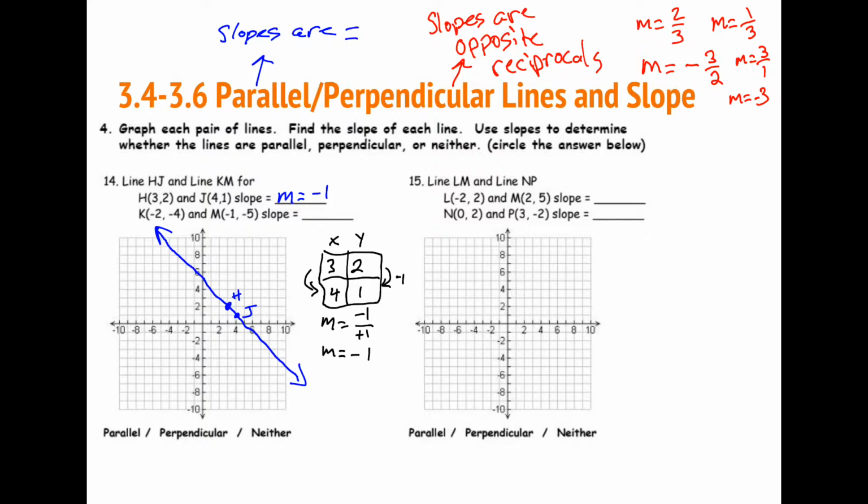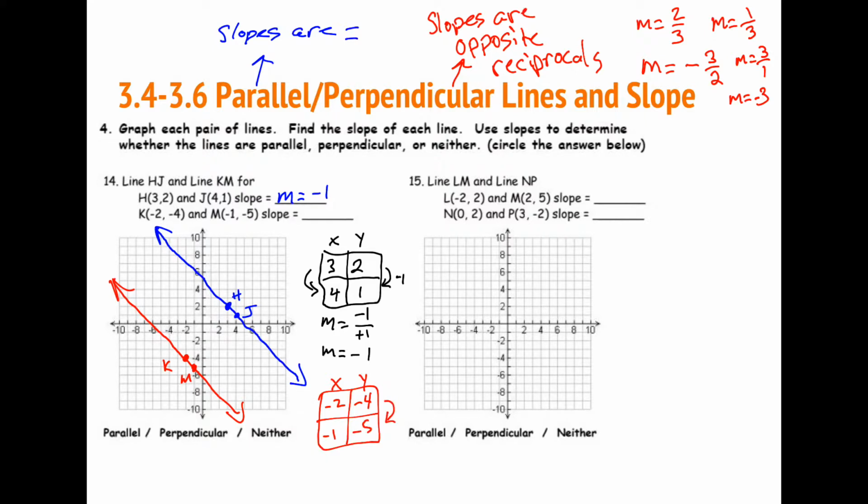All right, let's look at K and M. So K is going to be (-2, -4). And M is going to be (-1, -5). So we have our K, we have our M. And I can draw that line. So we've got that line. We can make our slope box. Got (-2, -4), that's our coordinates of K. And then M is going to be (-1, -5).